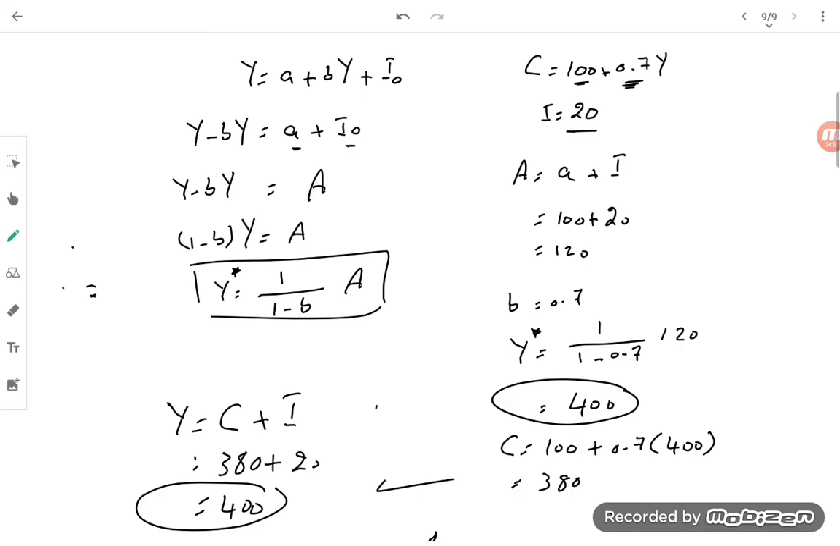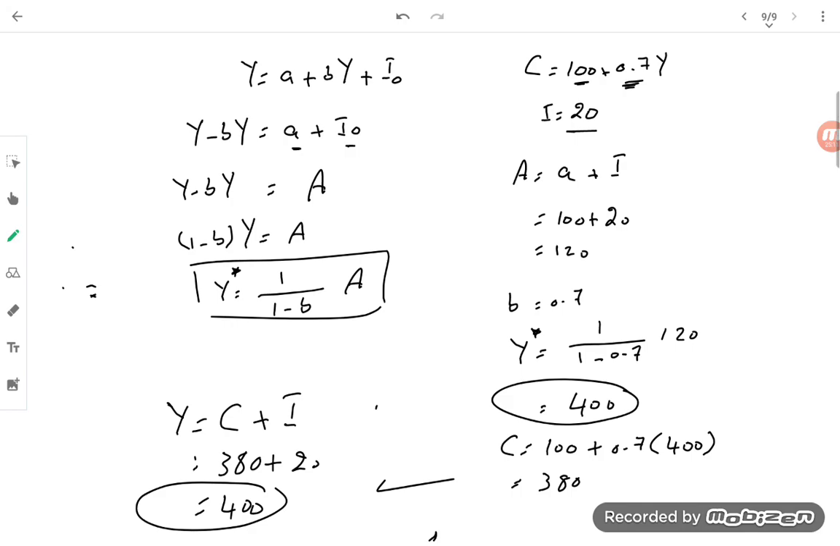Okay, this is the case of a closed economy with no government. If there is government, we are going to add G and T, or in other words, government expenditure and taxes. And in this case, instead of Y, it will be YD, which is disposable income.